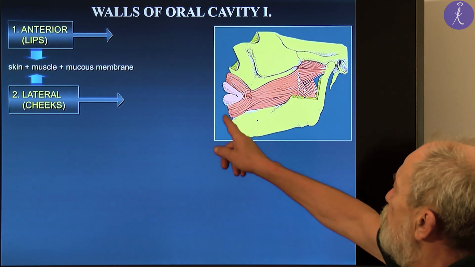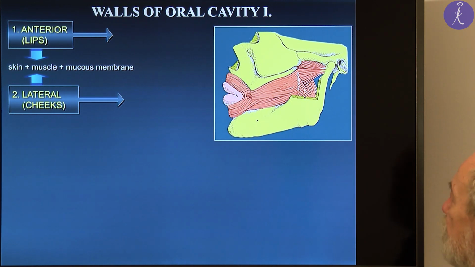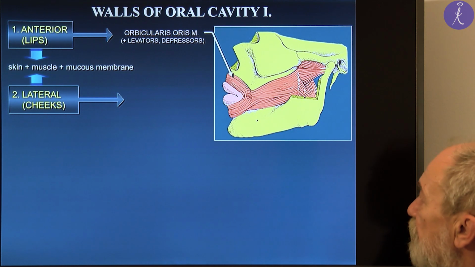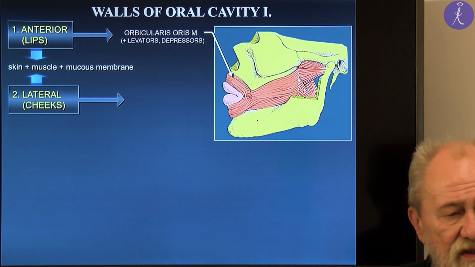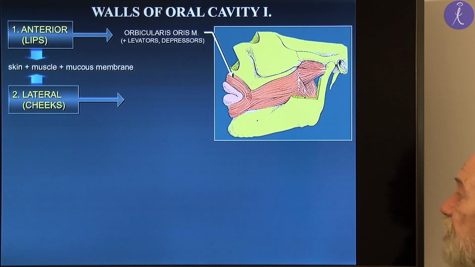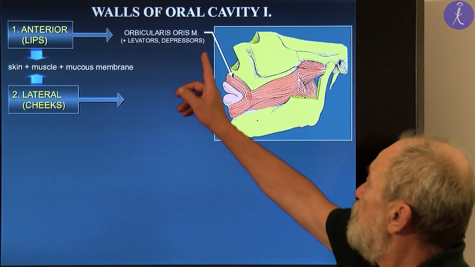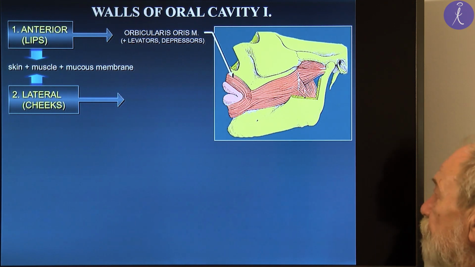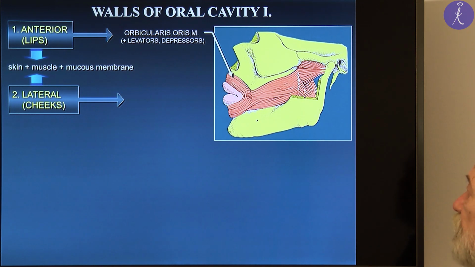The most important muscle in the anterior wall is the orbicularis oris muscle. This muscle belongs to the muscles of facial expression. Most of these muscles are to be studied in the third semester, but that muscle, as well as the next one belonging to this group, are well to be known for the coming exam as well.